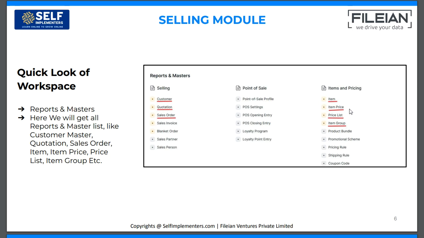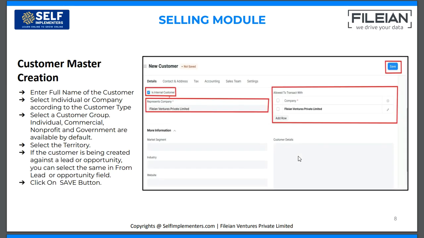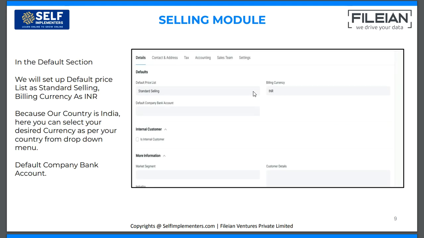We will see the item price, how we can add the item price, how we will add or edit or modify the price list, how we can add or modify the item group as well. Also we will create one customer and we will go through the detailed customer master, its different tabs like details tab, contact and address tab, tax and accounting tab, sales team, settings, etc.